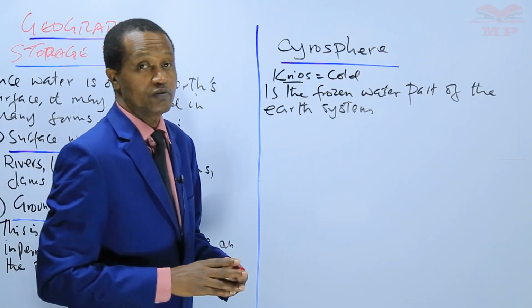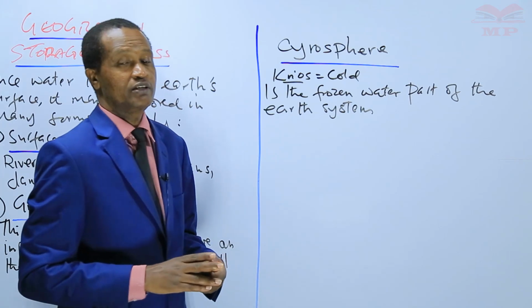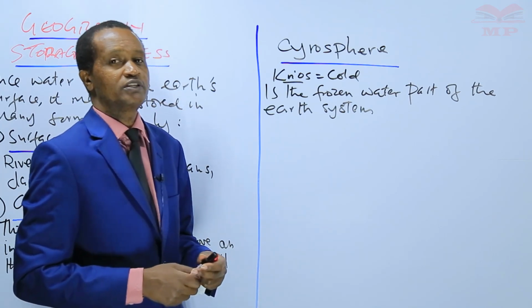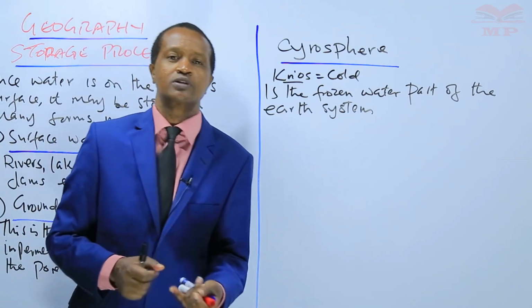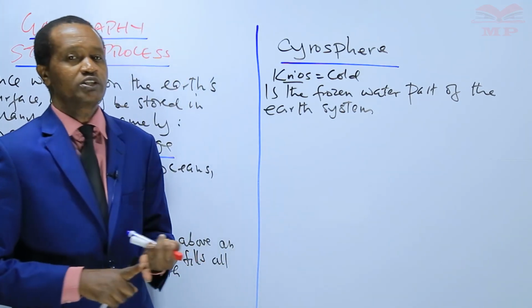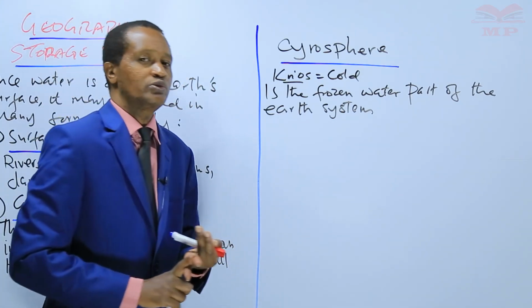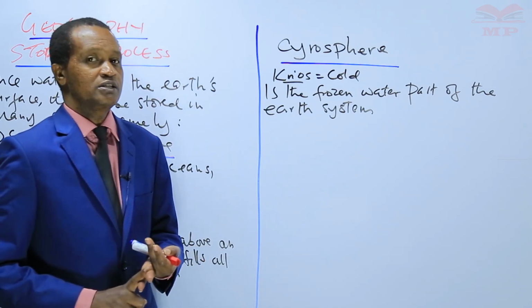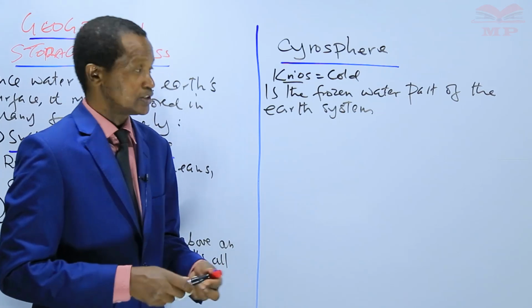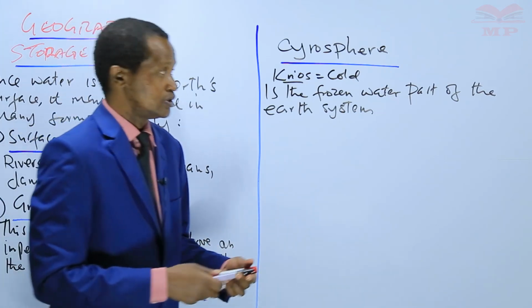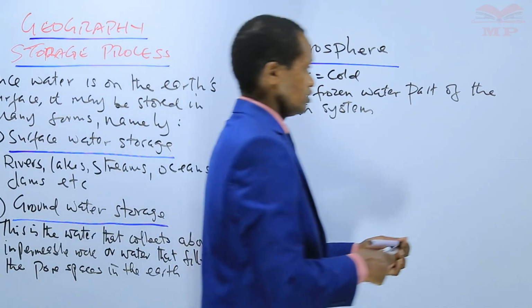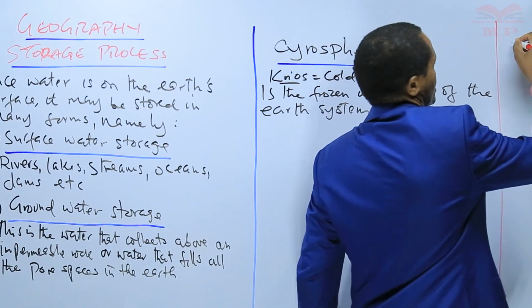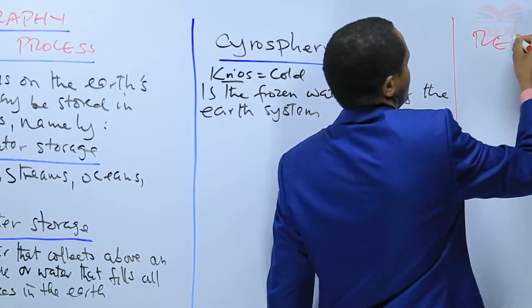So, learners, that will mark the end of our today's lesson, where we have said that once water is stored on the Earth's surface, it may be stored in many forms. We've named the surface water storage, the groundwater storage, and the cryosphere. Thank you for attending our today's lesson. But before we close the lesson, I'm going to give you practice questions. These are revision.